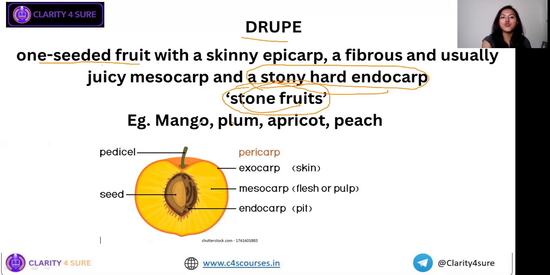What are the examples of stone fruits? Mango, plum, apricot, and peach. In the previous slide, I already showed you about mango, isn't it? The three parts of the mango. Similarly, I have taken up a picture here from your peach.